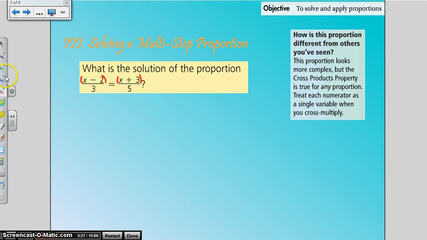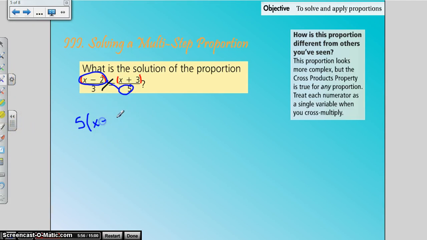So you're still doing the same thing you did. You were taking the cross product, a numerator times the denominator, and then a numerator times a denominator. The one thing you have to look out for is you are taking this 5 times the entire numerator. So that means you have 5 times the quantity of x minus 2. So it's not just 5x minus 2, it's 5 times the quantity of x minus 2.